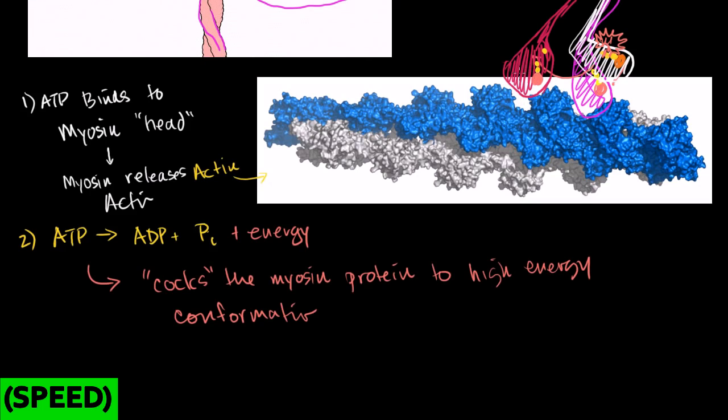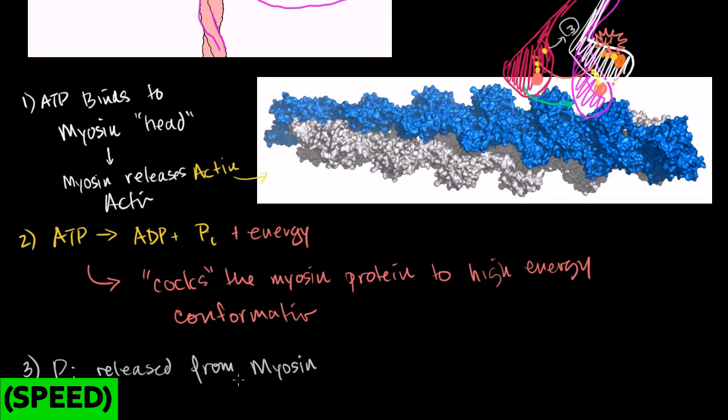Now, we're in a high energy state. Let me write this down. In step 3, the phosphate is released from myosin. That's a phosphate group being released. And what this does is it releases the energy of that cocked position, and it causes this myosin protein to push on the actin. This is the power stroke. If you imagine an engine, this is what's causing the mechanical movement.